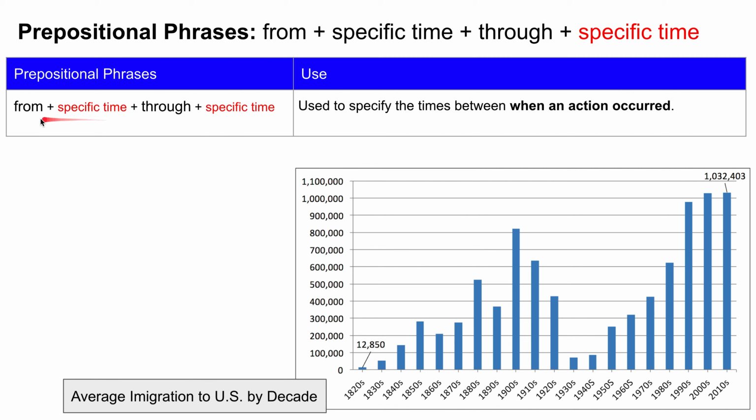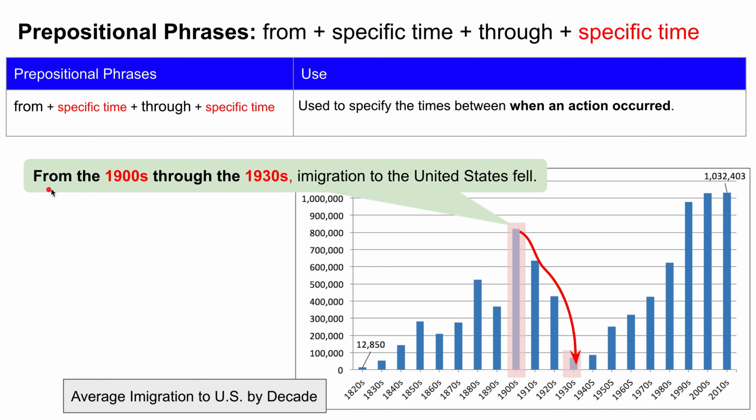Okay, the next one is from specific time through specific time. These are used to specify the times between which an action occurred. As you can see right here, it starts in the 1900s and ends in the 1930s. So we're talking about an action from the 1900s to the 1930s. From the 1900s through the 1930s, immigration to the United States fell. You can see it falling right here.